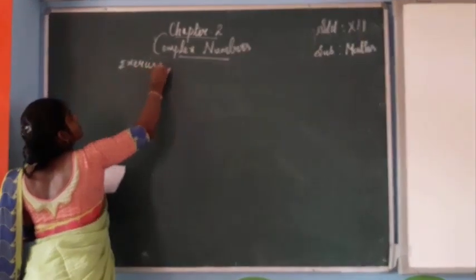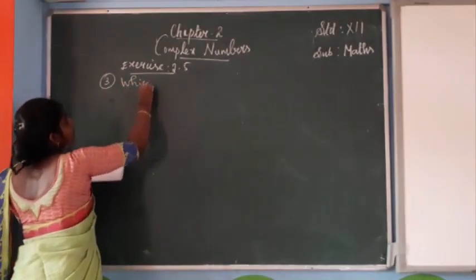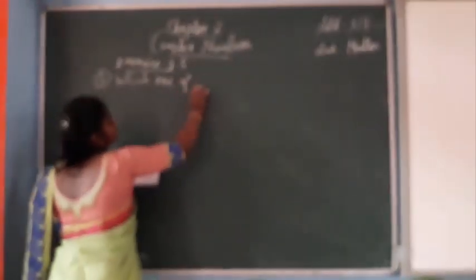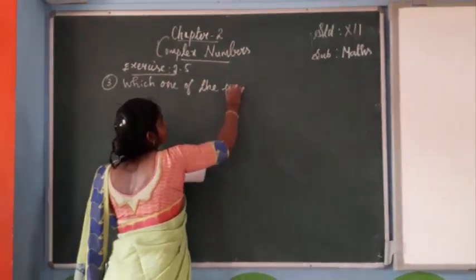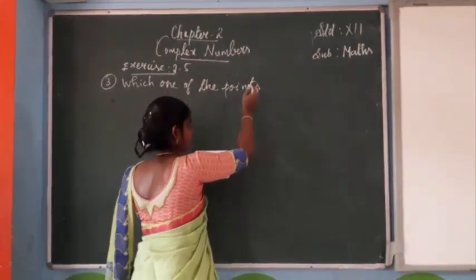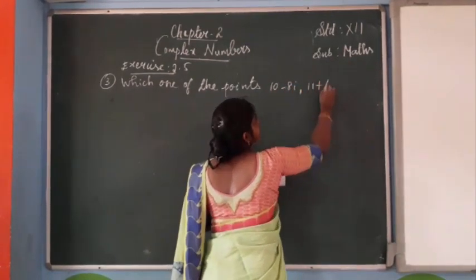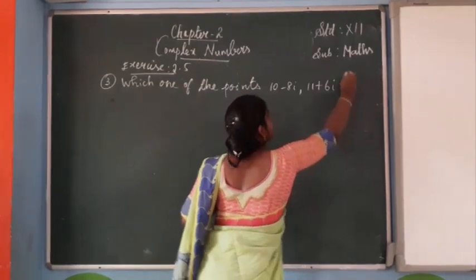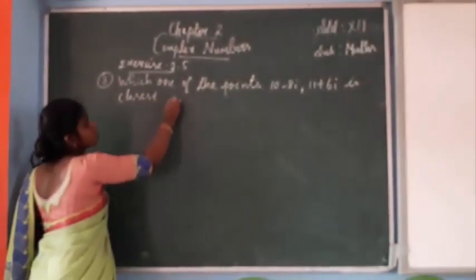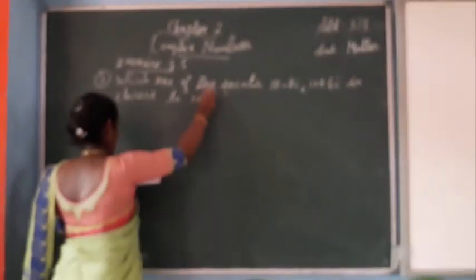Next question, exercise 2.5. Third question. Which one of the points 10 minus 8i, 11 plus 6i is closest to 1 plus i? Solution.